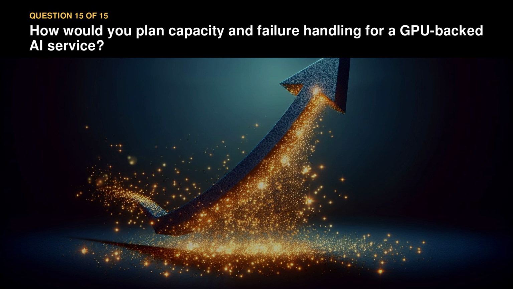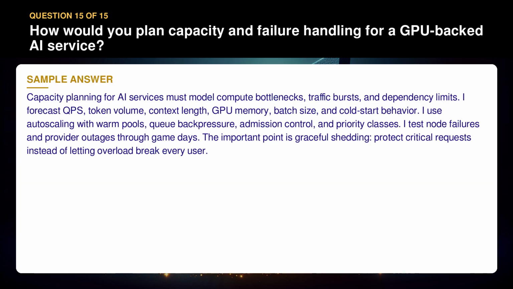Question 15. How would you plan capacity and failure handling for a GPU-backed AI service? Capacity planning for AI services must model compute bottlenecks, traffic bursts, and dependency limits. I forecast QPS, token volume, context length, GPU memory, batch size, and cold start behavior. I use auto-scaling with warm pools, queue back pressure, admission control, and priority classes.